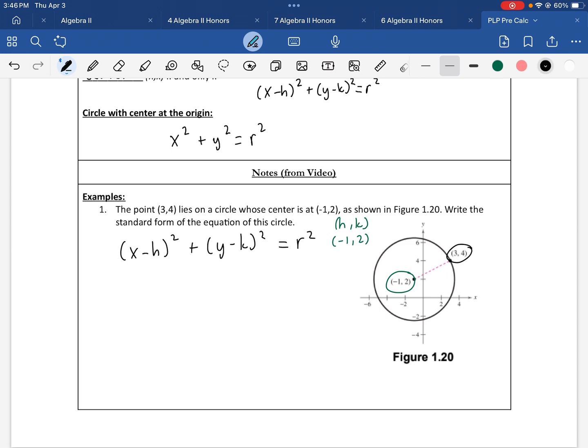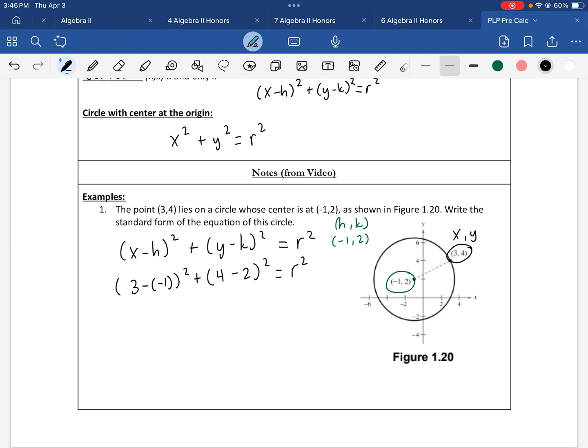And then we also know this random point on the circle. That point is (3, 4). We can use this as an x value and a y value, and that's going to help us find our radius. So when we fill in all of the information we know, we would have (3 minus our h, negative 1) squared, plus (our y, which was 4, minus our k of 2) squared equals r squared.